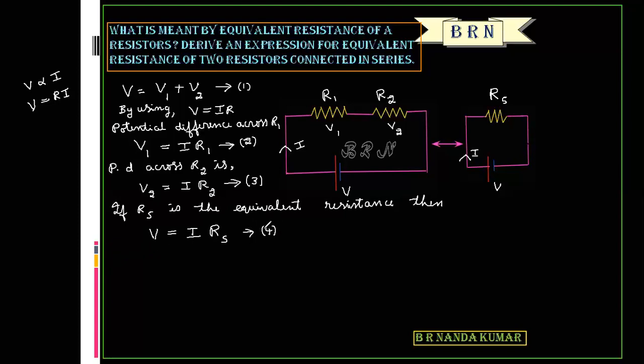Now substitute equations 2, 3, 4 in equation number 1. Then we get I, what is the value of V? That is IRS.